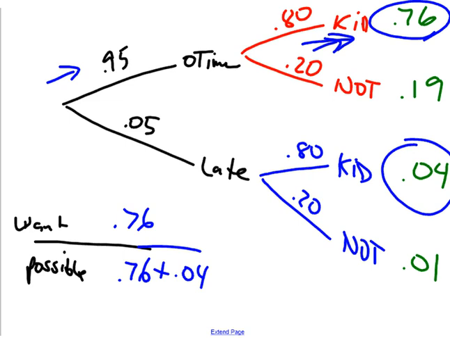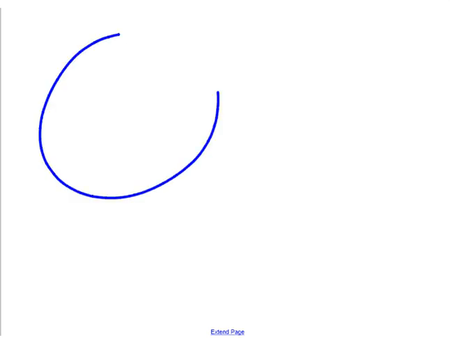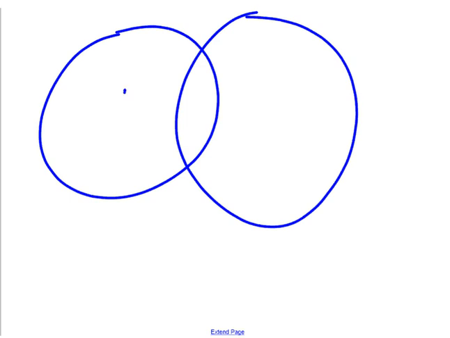Next, let's do another one that's based on a Venn. 1, 3, 2, and 7 people. This is an aardvark. That's a banana. My question is, what's the probability?